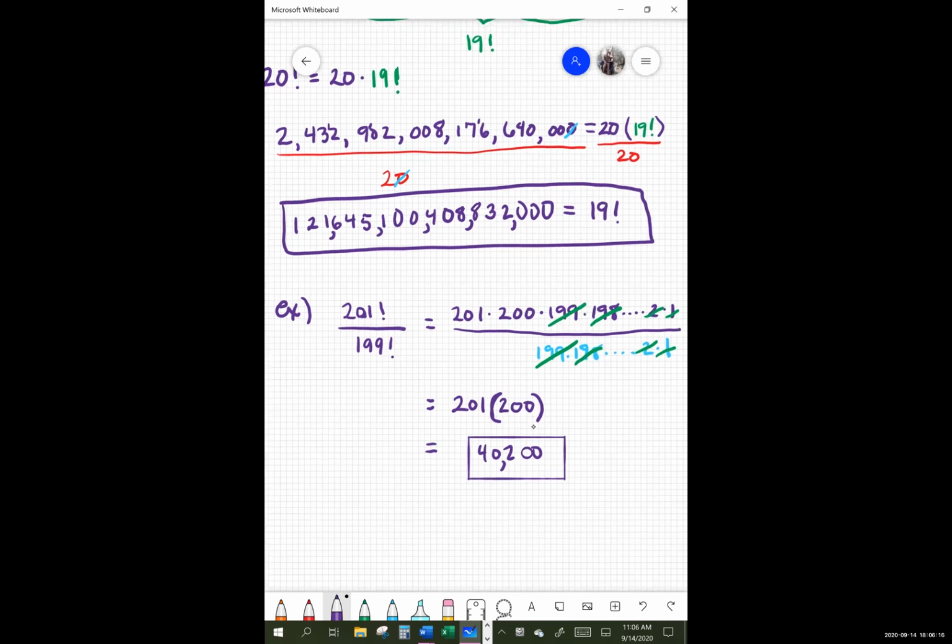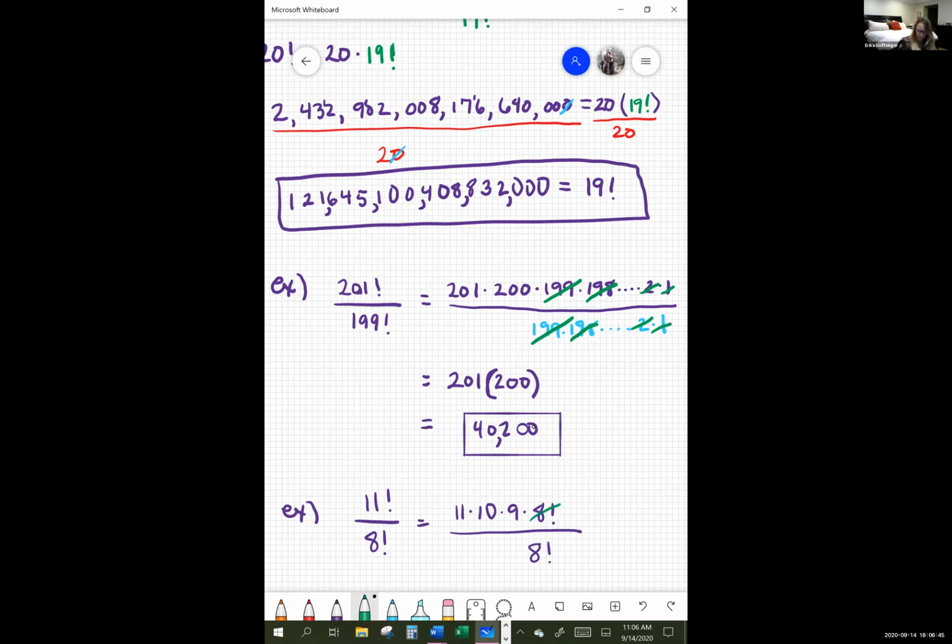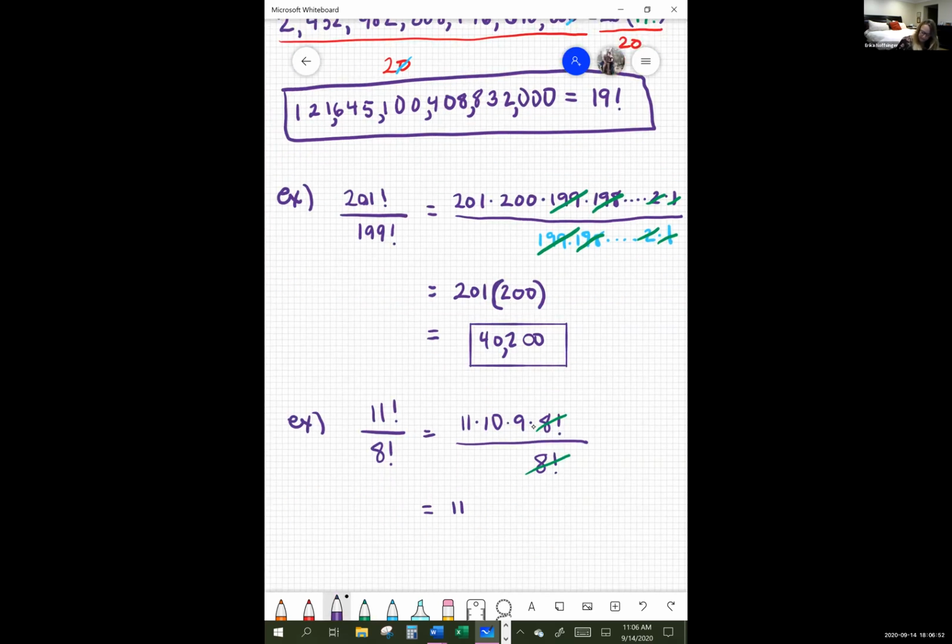The same sort of idea. If we had 11 factorial all over 8 factorial, this is the same thing as 11 times 10 times 9 times 8 factorial, all over 8 factorial. So this is just left with 11 times 10 times 9. So 10 times 11, 110 times 9, which gives 990.